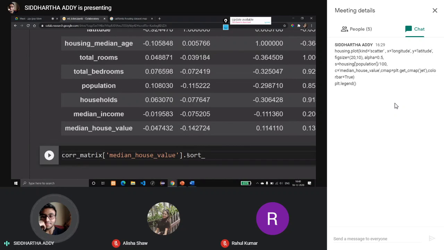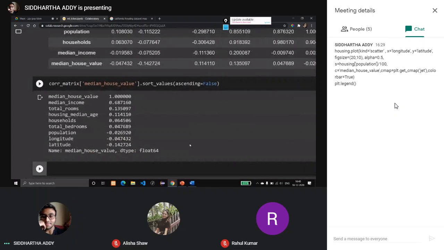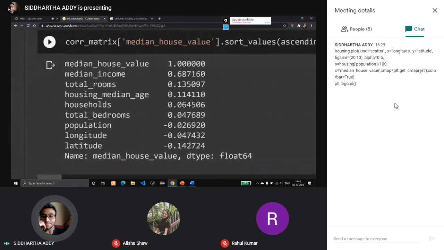We can use a function known as sort values to sort all these values into ascending or descending order. Here I want the values in descending order. By default it sorts the values in ascending order. So I have to say ascending equals false. Okay, let's see what happens. Oh, we have it here. So what is this number that we are looking at? Now look at it. The median house value is 100% correlated to its own value.